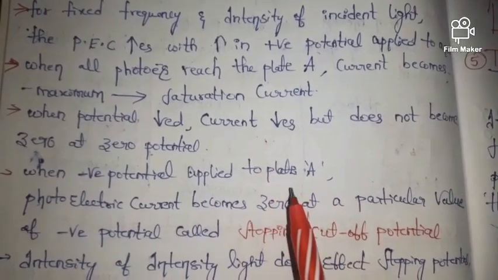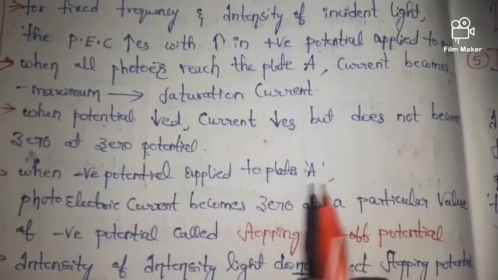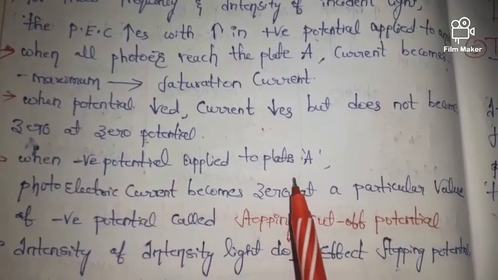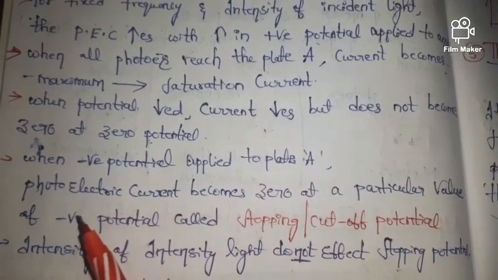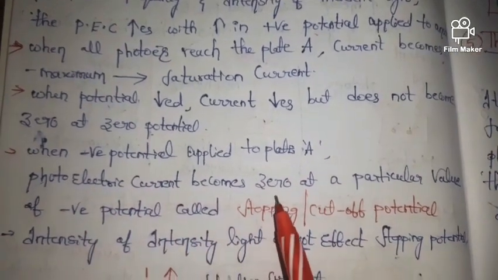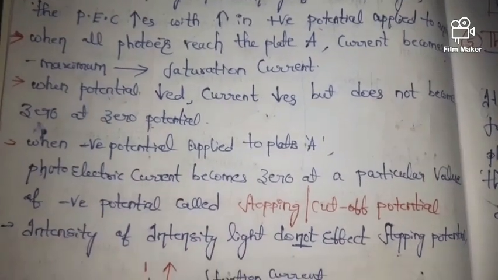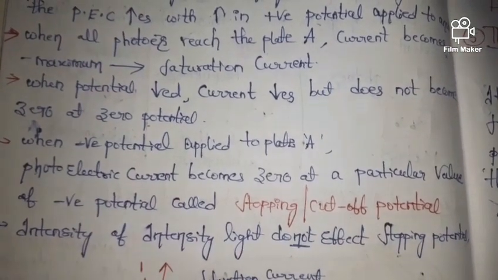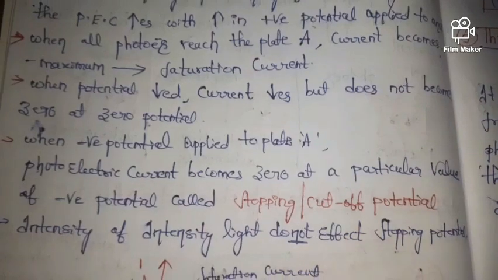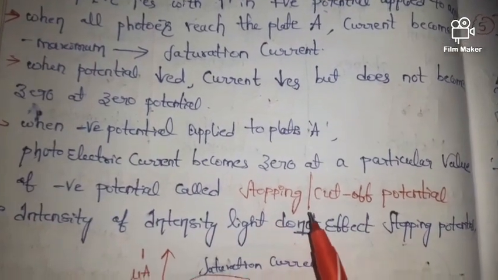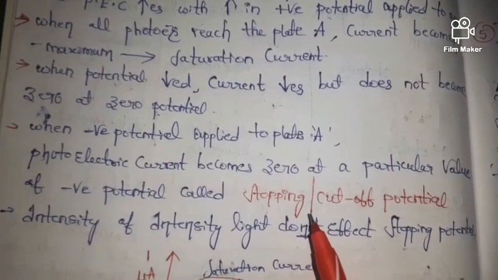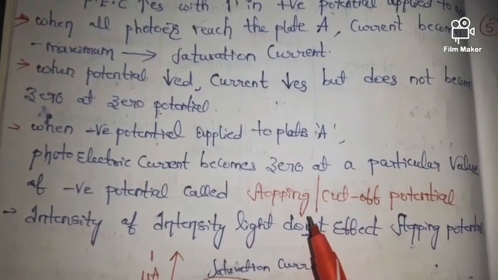Next, when negative potential is applied to plate A. Plate A means what? Anode. Whenever we apply negative potential to plate A, at the anode, then photoelectric current becomes zero at a particular value of negative potential. That is called stopping potential or cut off potential.